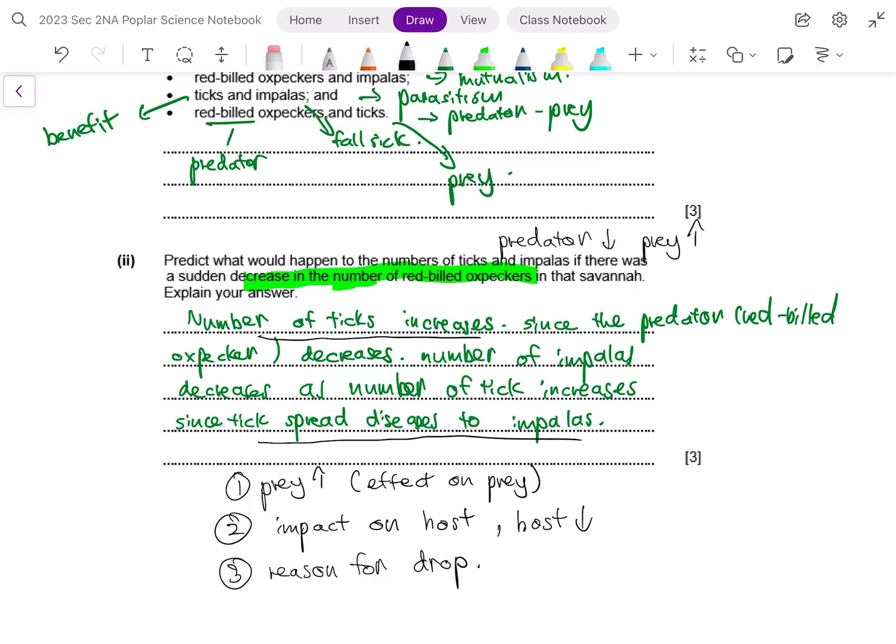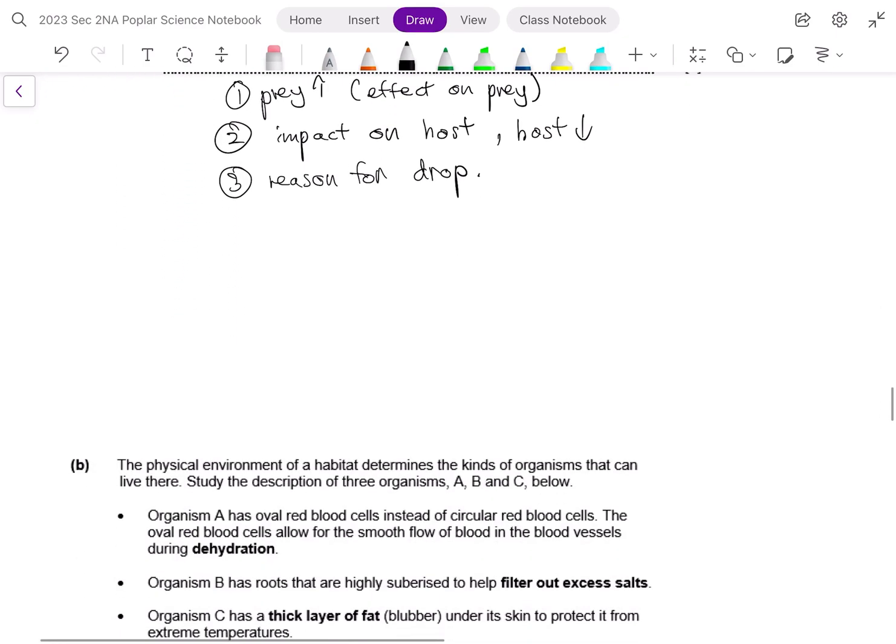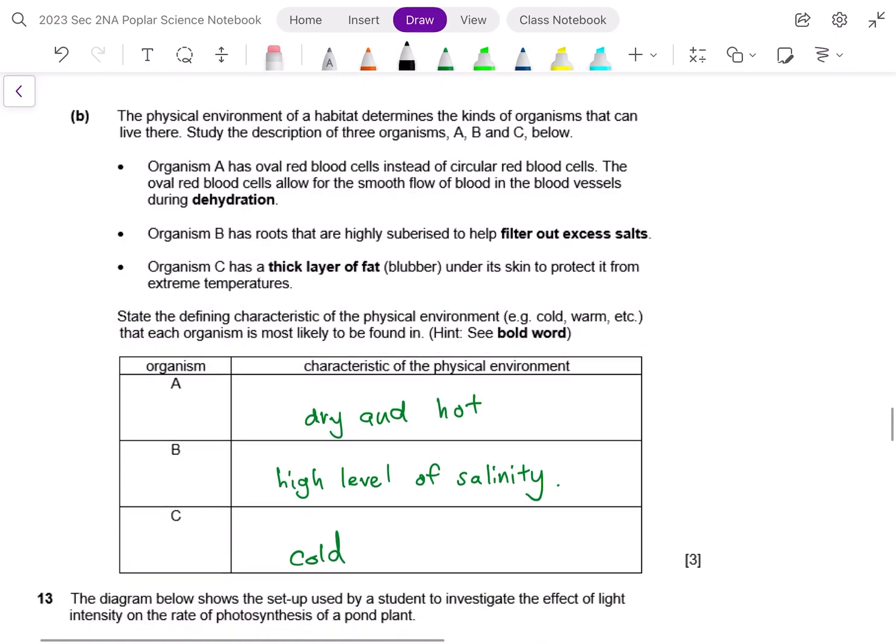Alright, then what else? Reason for drop, impact on host, number of host drop. Okay, I think that's about it. Then I'll go on to part B.